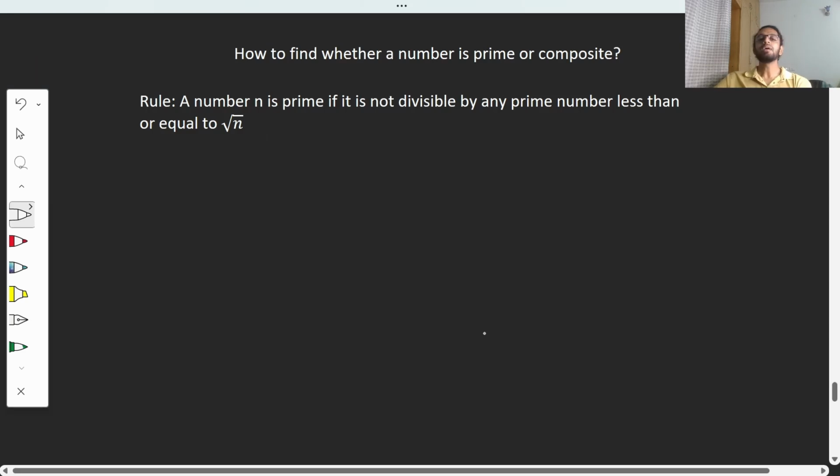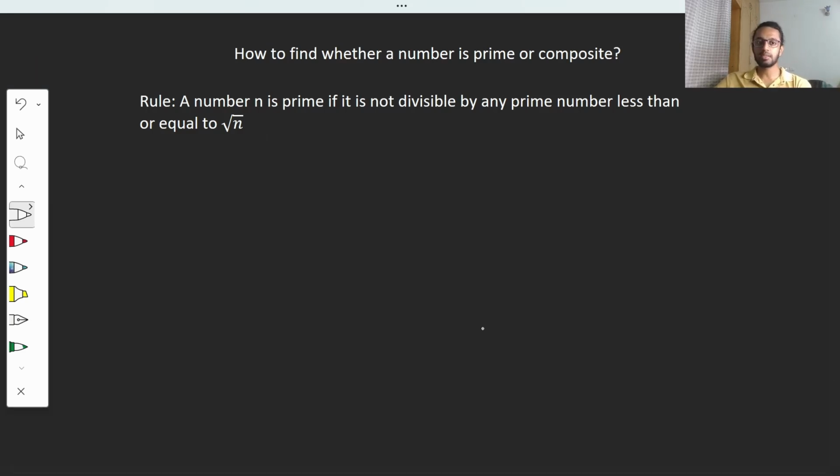Hello everyone. In this video, we'll learn how to find whether a number is prime or composite. This rule usually comes in handy when we solve questions that involve prime factorization and we get stuck at a point where there is a 3-digit number or a 4-digit number. We are not sure whether it is prime or composite. So the rule goes like this.